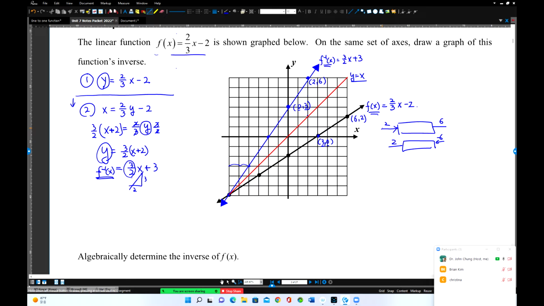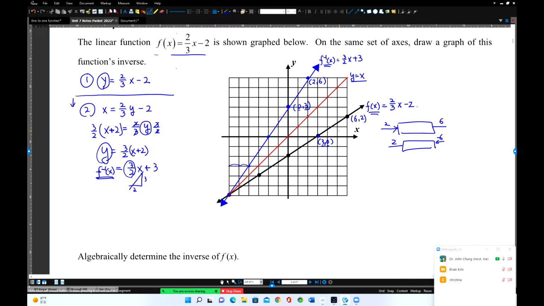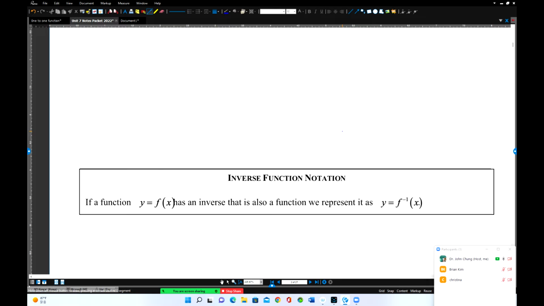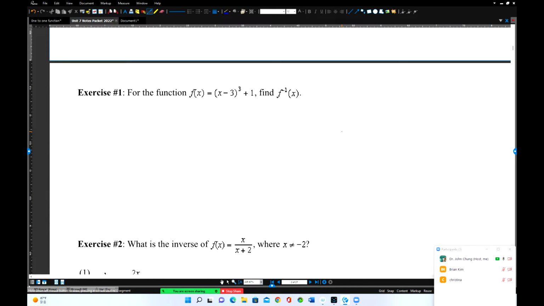That's the inverse. Okay? Algebraically determine the inverse of f of x. We did this one, okay? So we're going to have a little more practice over here. Okay, now we have this one. Exercise 1: f of x equals (x minus 3) cubed plus 1.